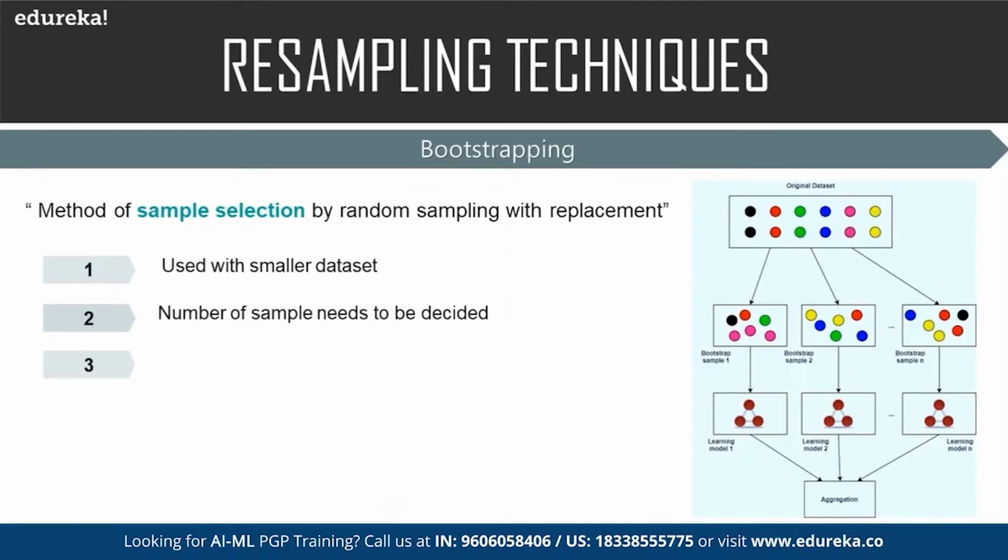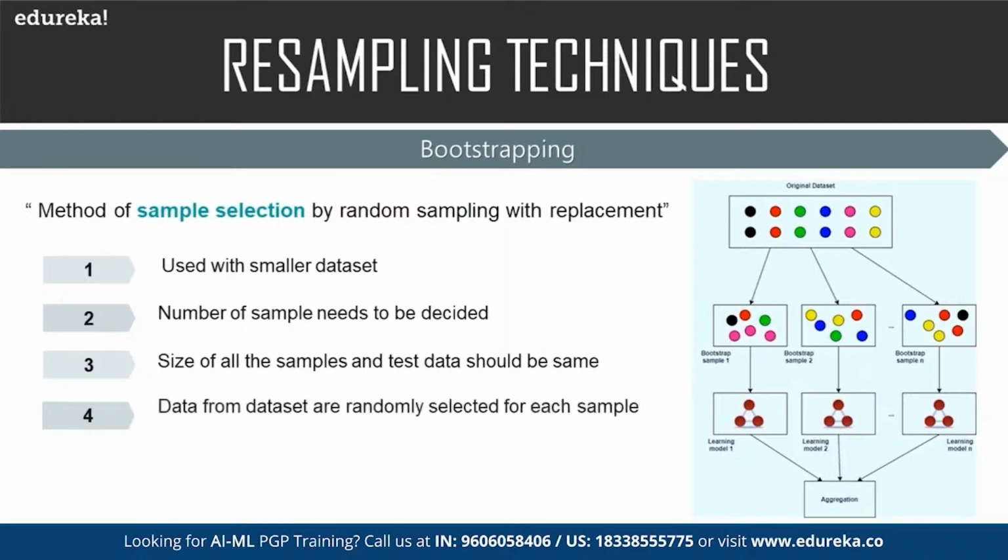When we have a smaller data set, that is where we use bootstrapping methods. The number of samples needed can also be decided with the help of this, and the size of all samples and test data should be the same when we opt for this technique, the bootstrapping technique I'm talking about here. Data from the data sets is randomly selected, as I have just told you. For each sample we resample it, and then finally we aggregate everything.